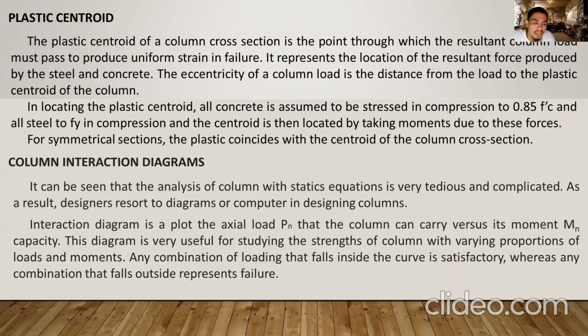So, column interaction diagram. It can be seen that the analysis of a column with statics equations is very tedious and complicated. As a result, designers resort to diagrams or computers in designing columns. An interaction diagram is a plot of the axial load that the column can carry versus its moment capacity. This diagram is very useful for studying the strength of the column with varying proportions of loads and moments. Any combination of loading that falls inside the curve is satisfactory, whereas any combination that falls outside represents failure.